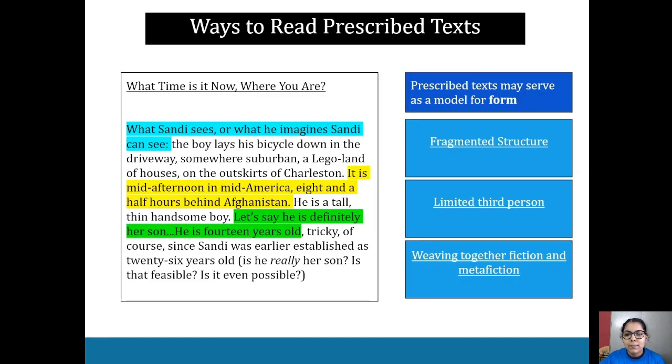So let's go through a couple of examples. It says, "What time is it, where are you now?" A prescribed text I can use as a model of form. I've got a fragmented structure, what Sandy sees or what he imagines Sandy can see. Limited third person: it is mid-afternoon in mid-America, 8.5 hours behind Afghanistan. And finally, weaving together fiction and metafiction. Let's say he definitely is her son. He's 14 years old. I'm not reading the whole thing, but definitely have a look at this. It shows how I can use the fragmented structure, the limited third person, and also the metafiction and fiction, the way in which they are woven together in this text.